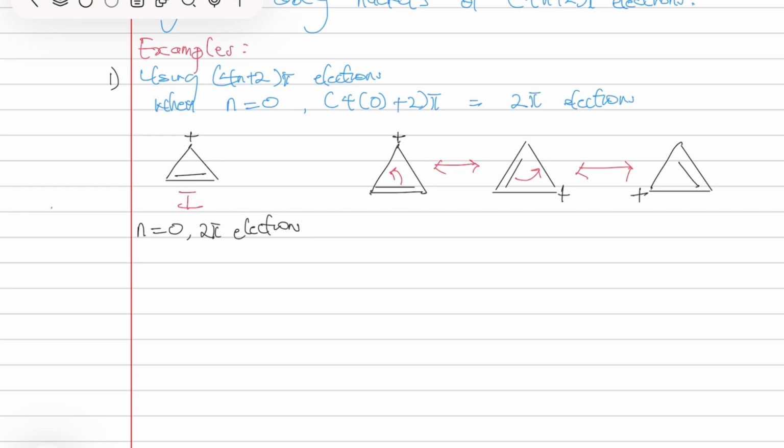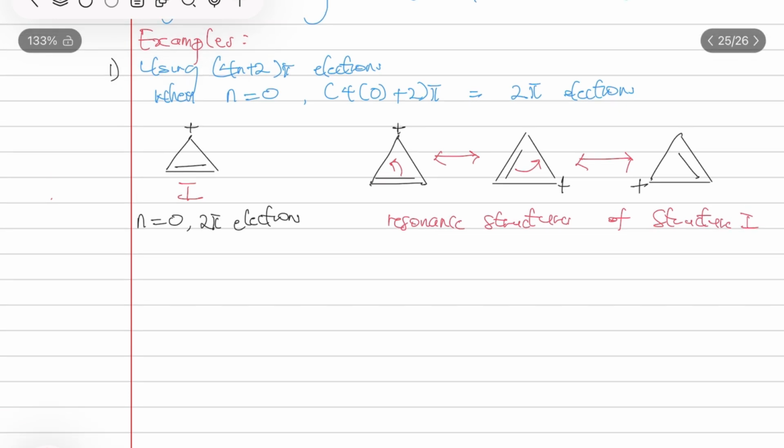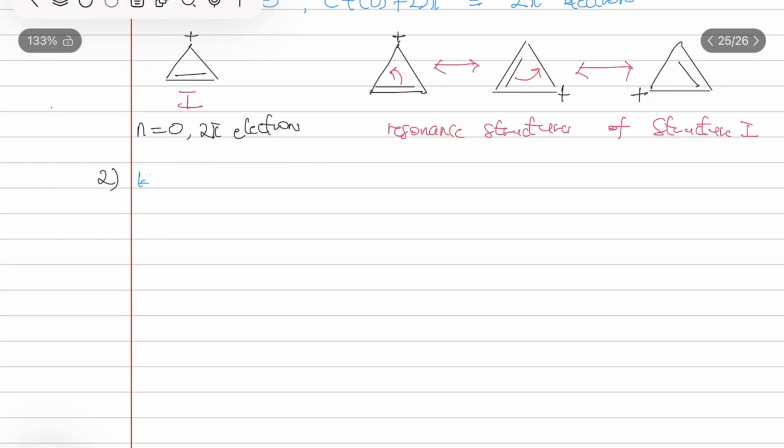We can say that structure 1 is aromatic because it obeys Huckel's rule of 4n plus 2 pi electrons. Secondly, it is cyclic. Third, it is planar. And fourth, the double bond or the pi bond is in conjugation with one another because of the presence of the positive charge. When n is equal to 1, we are going to have a total number of 6 pi electrons according to Huckel's rule.